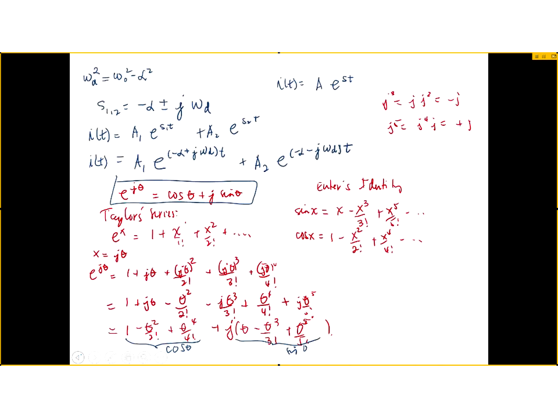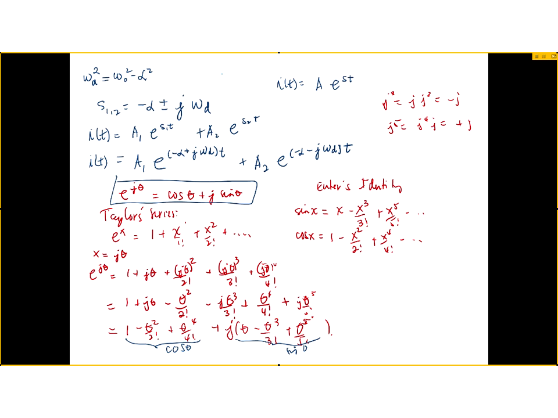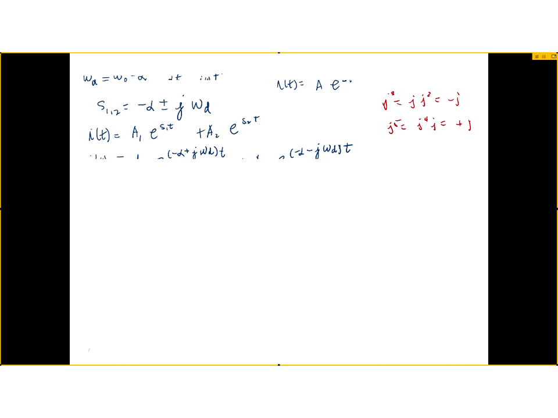Okay, so our i of t is going to be equal to a1. What happens to e to the negative alpha? So it's going to be e to the negative alpha, right? e to the positive j omega t. Do you understand what I'm doing here? I'm distributing the t, right? Negative alpha and j omega dt, and I'm distributing to the e's. Yes?